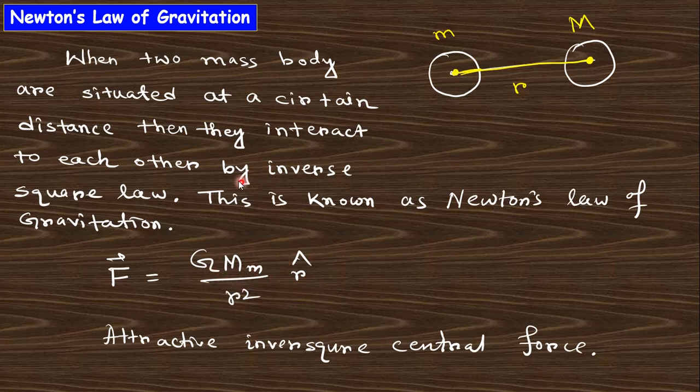So when two masses or bodies are situated at a certain distance, they interact with each other in an inverse square law. This is known as Newton's law of gravitation. This is the form of Newton's law of gravitation. This nature will be attractive, an inverse square central force, right?